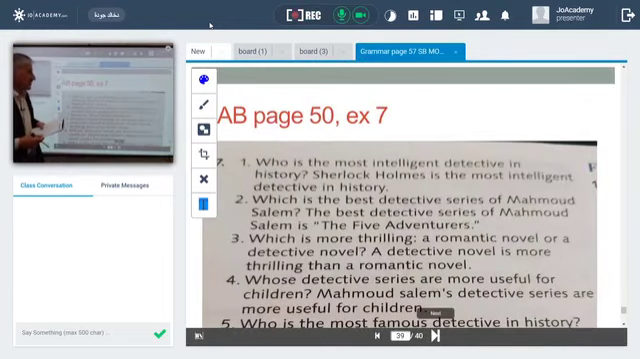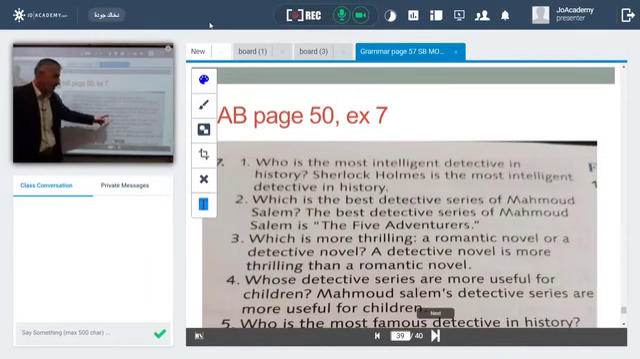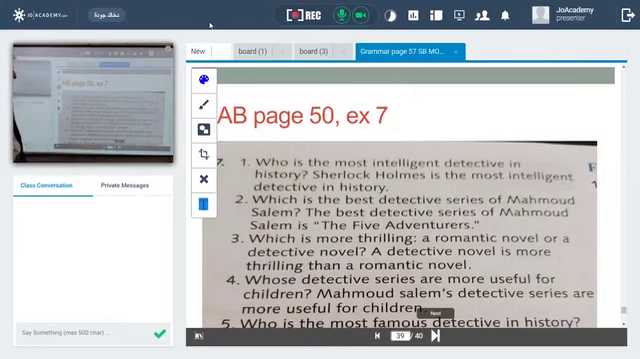Who is the most intelligent detective in history? This is the question. The answer: Sherlock Holmes is the most intelligent detective in history. Which is the best detective series of Mahmoud Salim? The answer: the best detective series of Mahmoud Salim is The 5 Adventures. Which is more thrilling, a romantic novel or a detective novel? Answer: a detective novel is more thrilling than a romantic novel. Number 4, whose detective series are more useful for children? The answer: Mahmoud Salim's detective series are more useful for children.